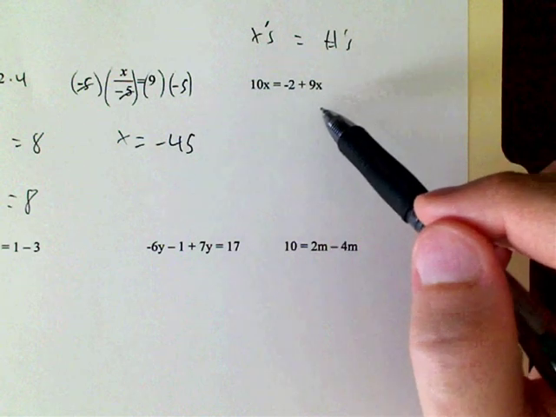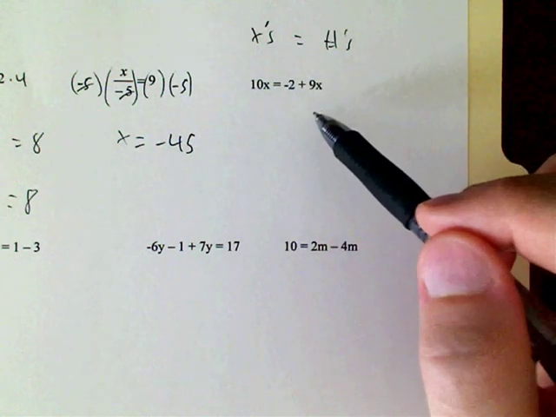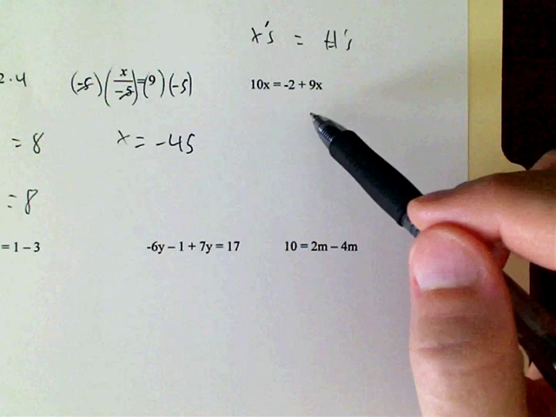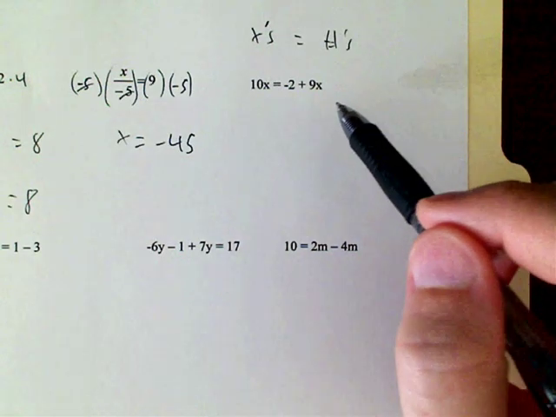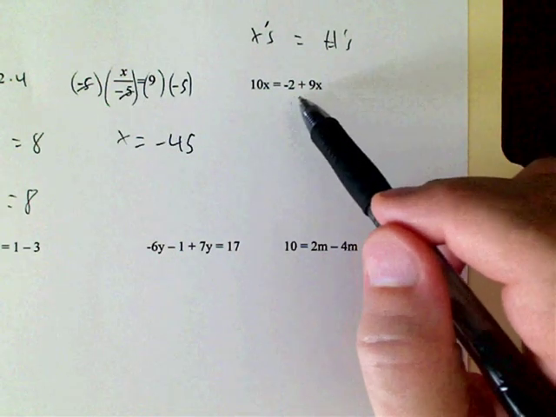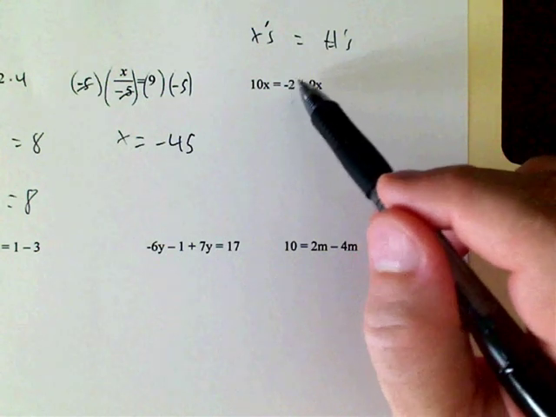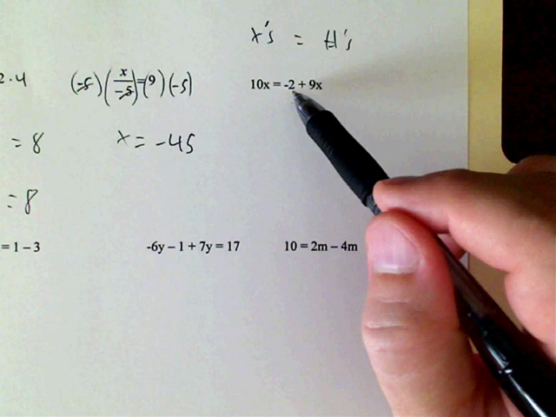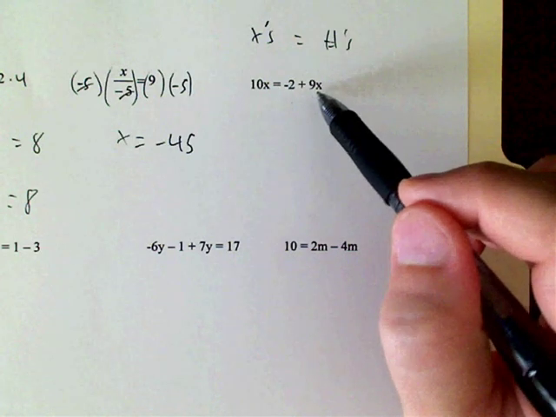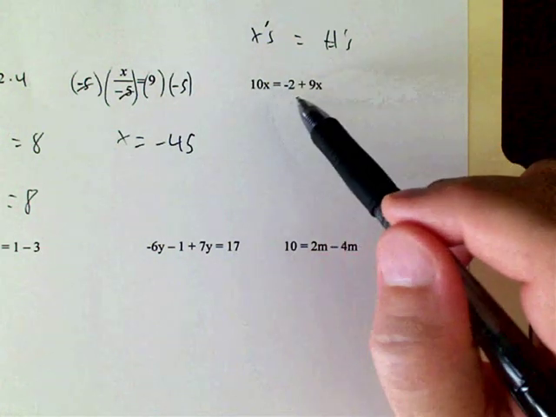They both have x's, but they're not like terms. Or they are like terms, but they're not on the same side. That's what I meant to say. This negative 2 doesn't have an x, and it's the only one that doesn't have an x. So this is the least of our concerns. We're not going to worry about it. We need the 9x and the 10x on the same side, away from the negative 2.